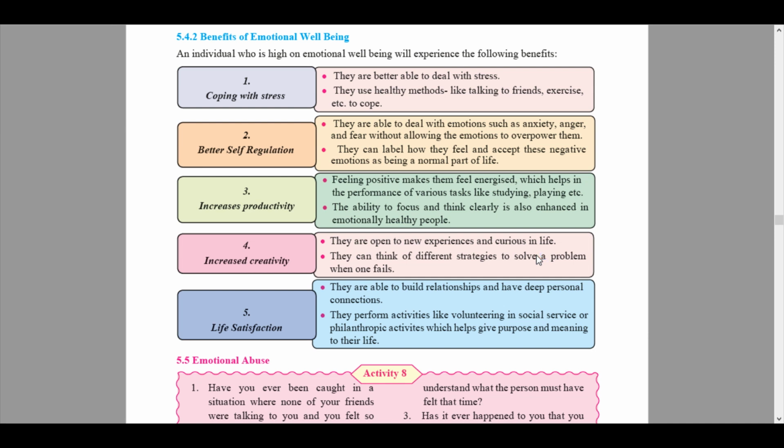Next is increased creativity. They are open to new experiences and curious in life. They can think of different strategies to solve a problem when one fails. So these people are good at hit and trial, and they are efficient enough to find their way around the problem. Then we have our life satisfaction. They are able to build relationships and have deep personal connections. They perform activities like volunteering in social service or philanthropic activities, which help give purpose and meaning to their lives. So these were our benefits of emotional well-being.